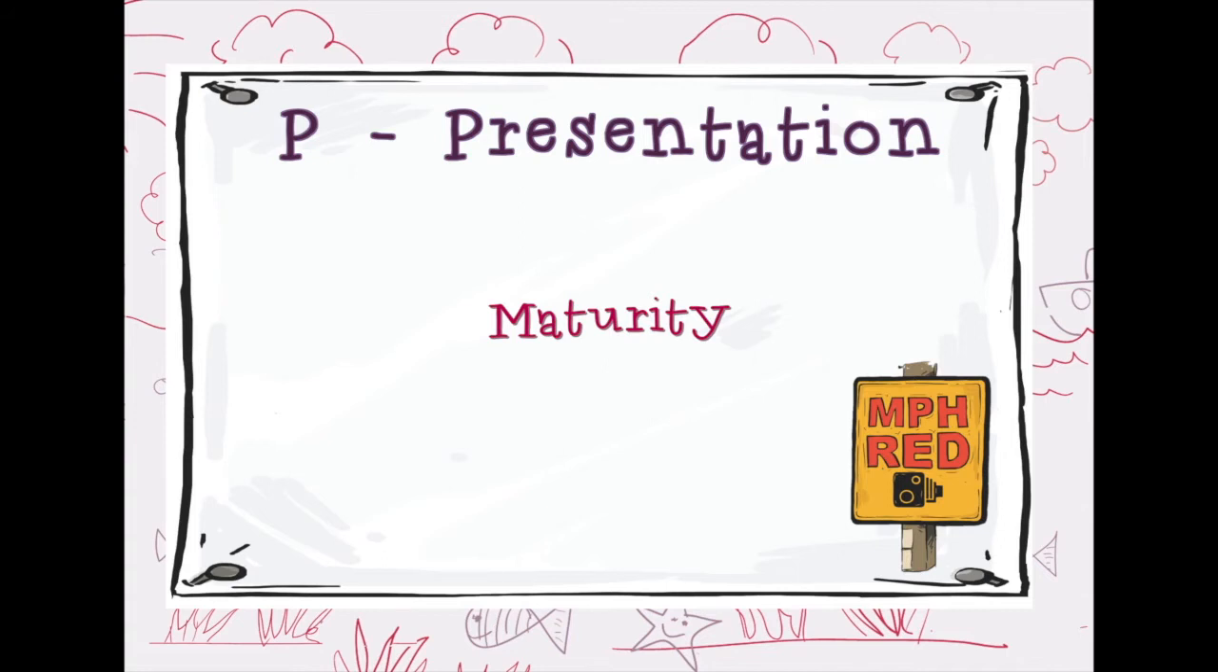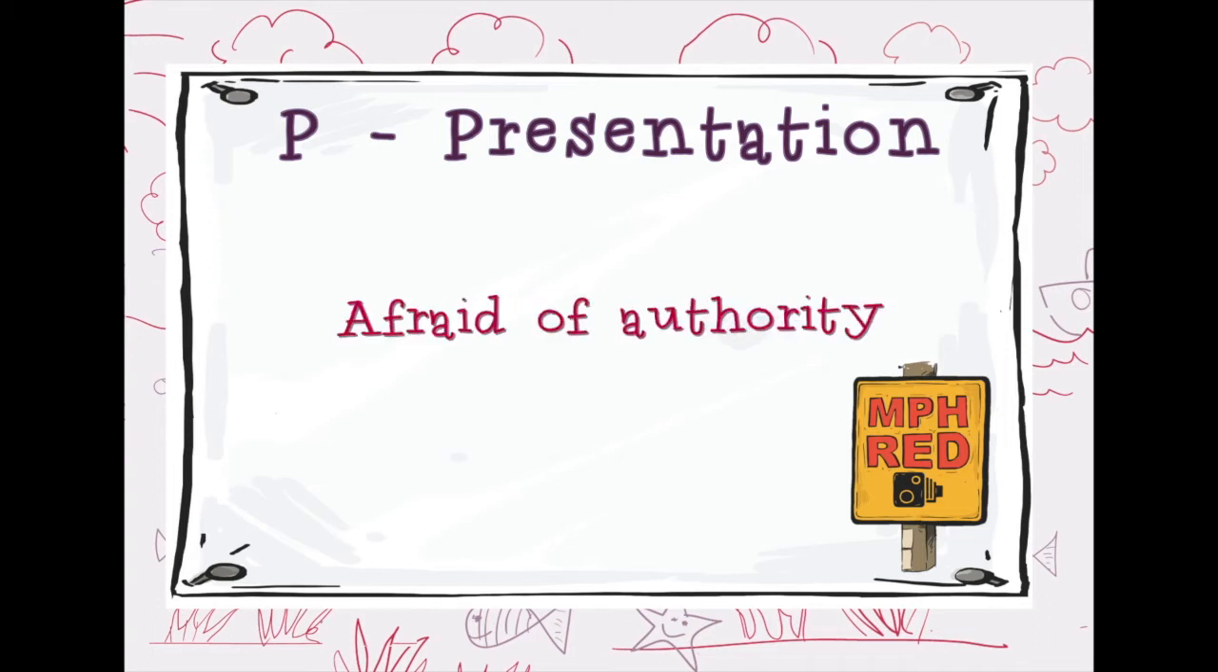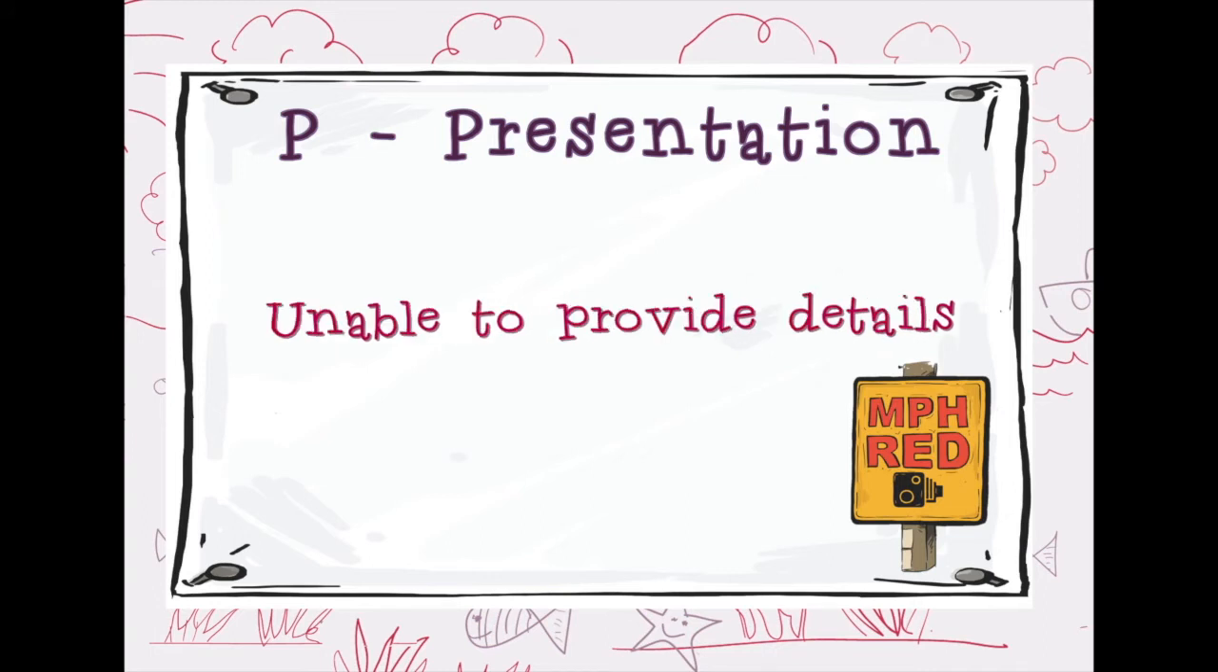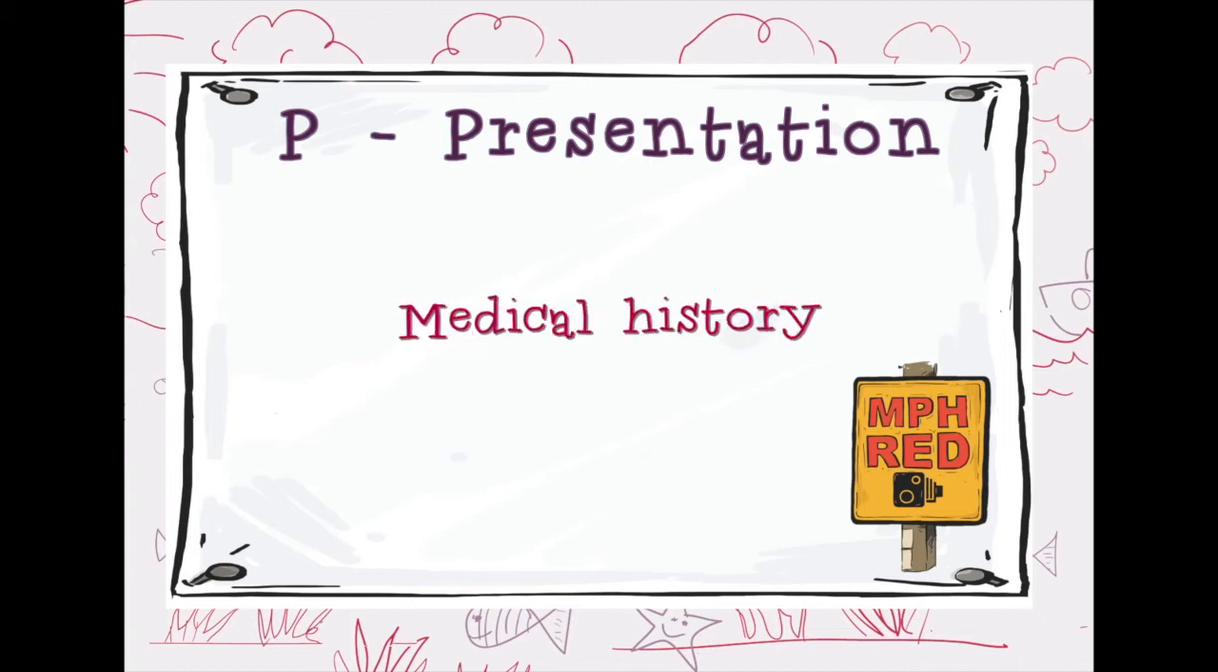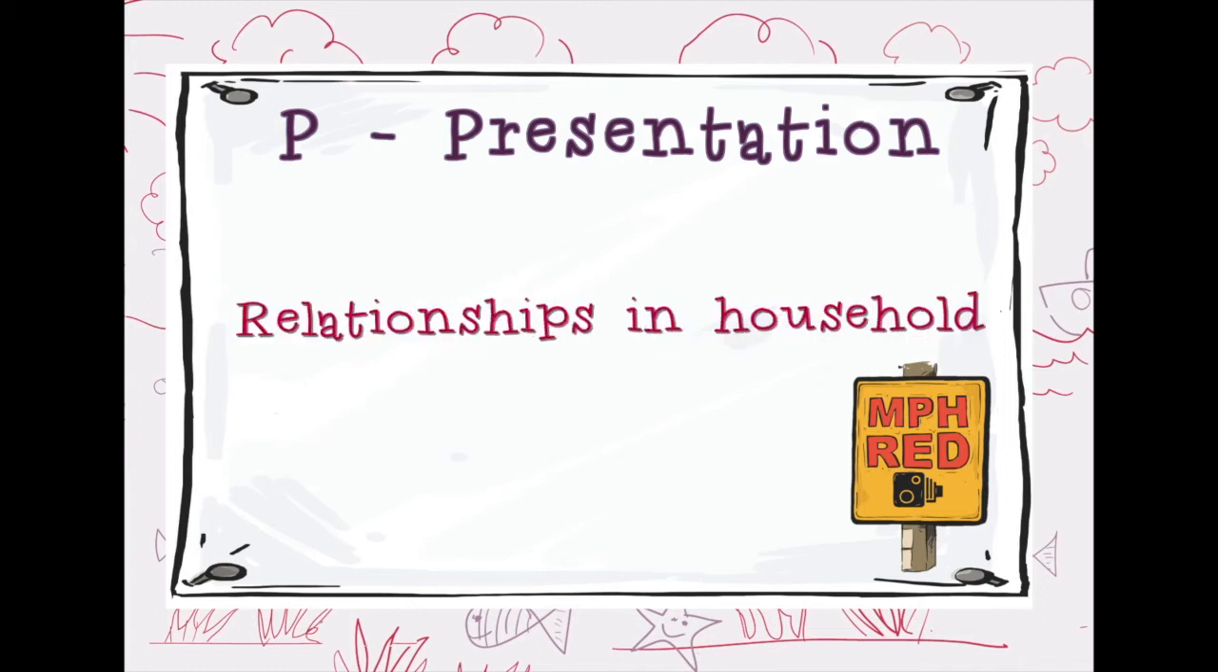Does the child appear or present as if fearful or uncomfortable in the presence of their adult carer or employer? Do they appear coached or to be acting under the instructions of another? Or are there indications that they're withdrawn, that they're afraid to talk to people in authority, that they're suffering from excessive fears and anxieties? Are they unable or reluctant to provide details of their address, medical history, the cause of an injury, or relationships in their household?